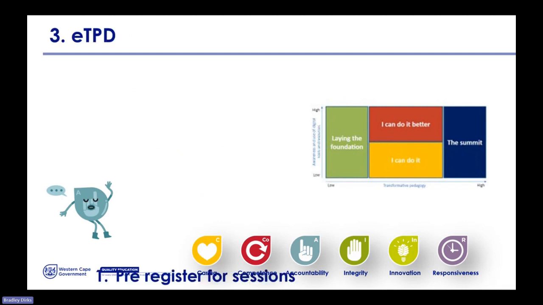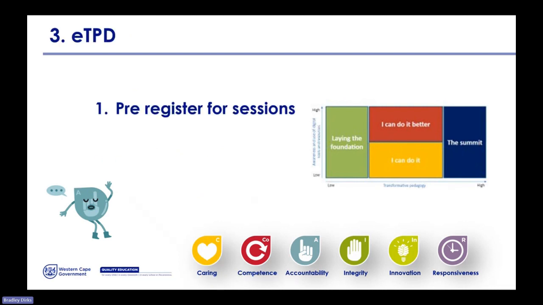So in terms of e-learning teacher professional development, as always, the sessions are sent to the school. There's a document that comes to the school. Your principal normally gets it and they will send it out to the staff members, either in the WhatsApp groups or admin groups. And you will there find a pre-register for the sessions. Why do we send you this, colleagues? So that if you are pre-registered for a session, you will receive a reminder closer to the time that the session will be hosted.